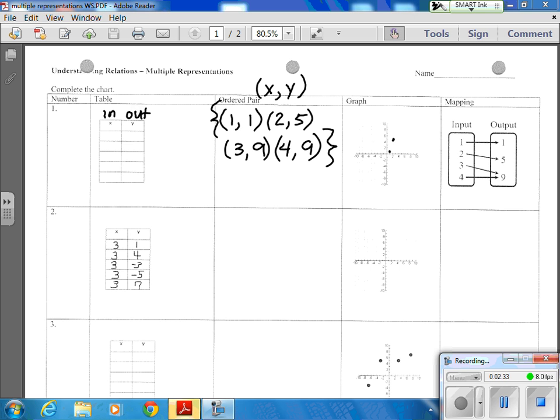Right, for (2, 5), you're going to go right 2 and up 5, and put your dot. Okay, for (3, 9), you're going to go right 3 and up 9. And for (4, 9), you go right 4 and up 9. So those 2 dots should be side by side horizontally to each other. There is no need to connect them. It is just 4 random points.